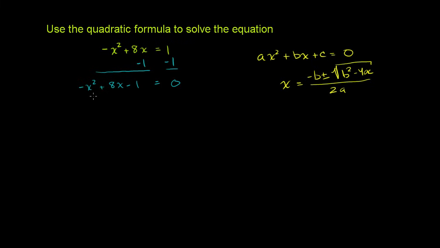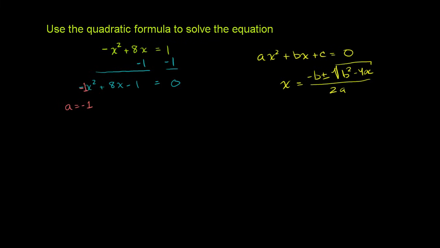Now we have it in that form. We have ax squared. A is negative 1. So let me write this down. A is equal to negative 1. A is right here. It's implicit there. You could put a 1 here if you like, a negative 1. Negative x squared is the same thing as negative 1x squared.